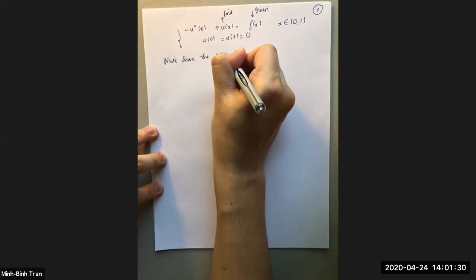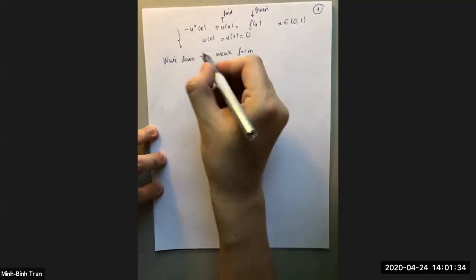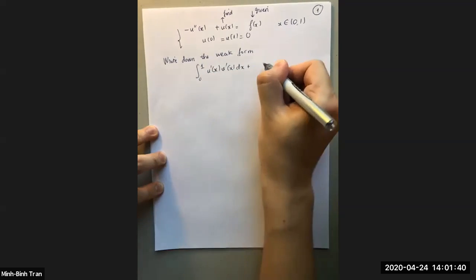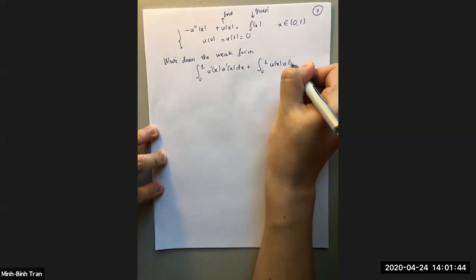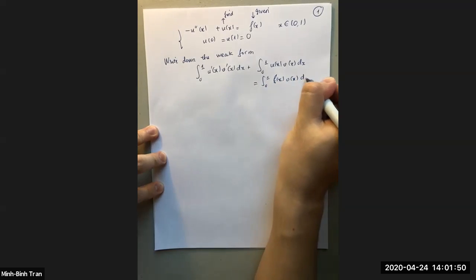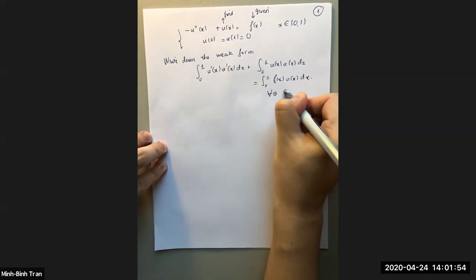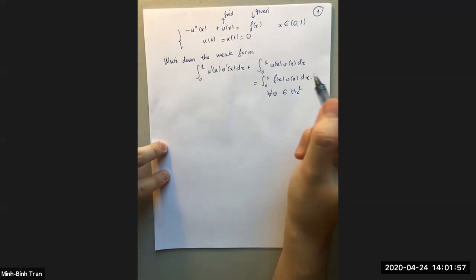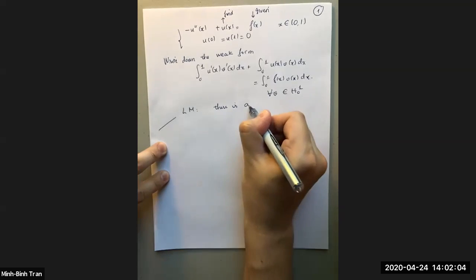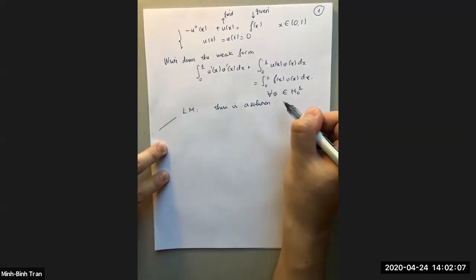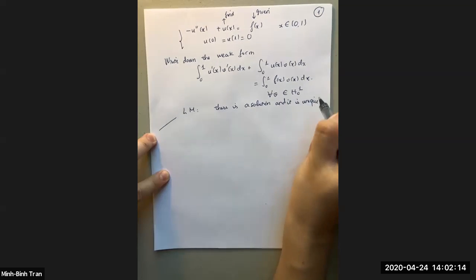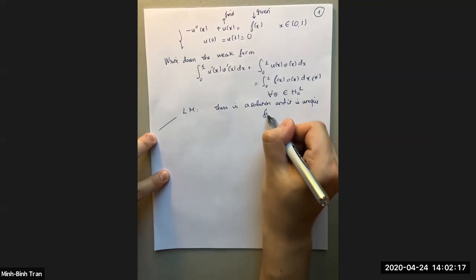The weak form means that you multiply both sides by a test function v and you integrate. And then you're going to get something like this. Right, so you write out the weak form, and this is true for all v in H01. And by the Lax-Milgram theorem, you know that there is a solution, and the solution is unique, for this equation star, right?